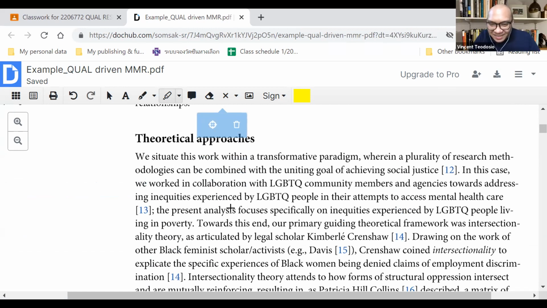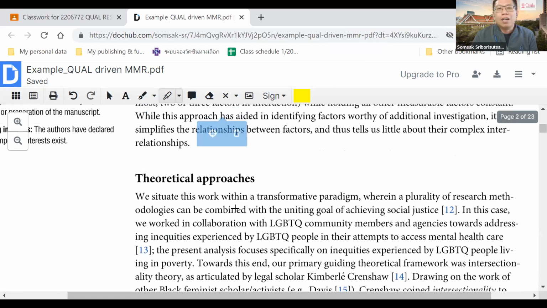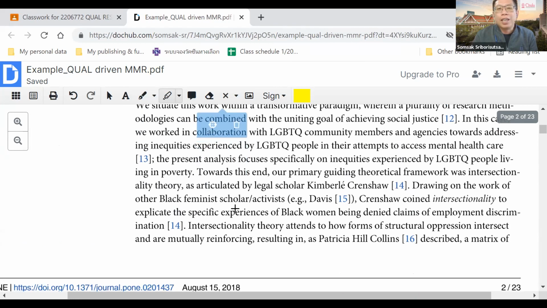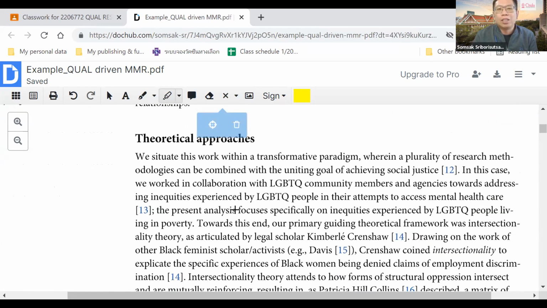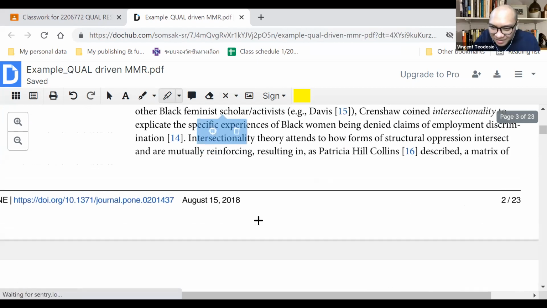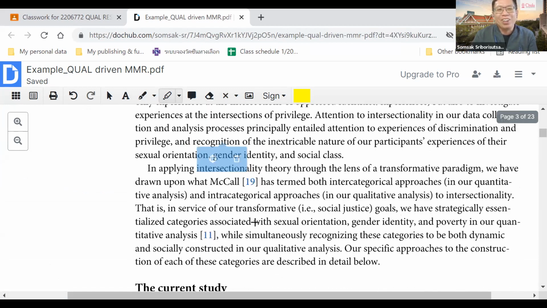Why? Because they use theory, the transformative paradigm, to guide their research design. So you can have a guess what kind of research method they begin with in the research project first. I will say it's quantitative because they start with theory. Yes. Sorry, Vincent. It's okay, it's a great job.